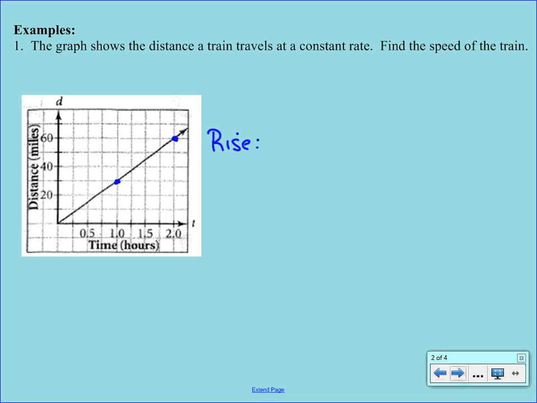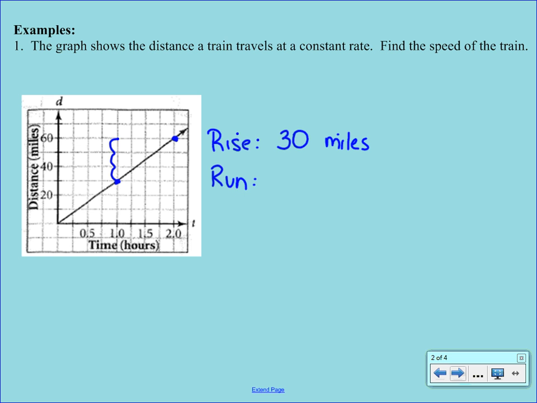and it looks like I'm going up 3 squares. However, don't write down 3. If you look at your scale, we actually started at 30 and we went up to 60. So we actually rose 30. I'd like you to put the units right along with this, so 30 miles. Now we're going to look at the run.